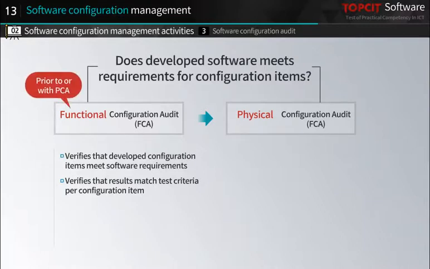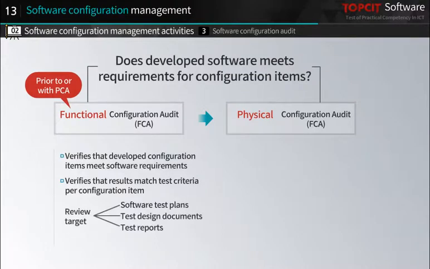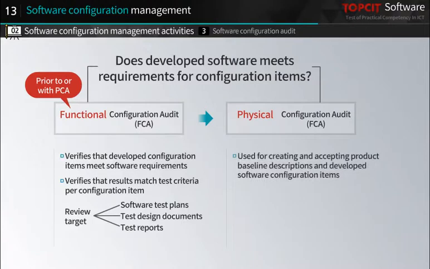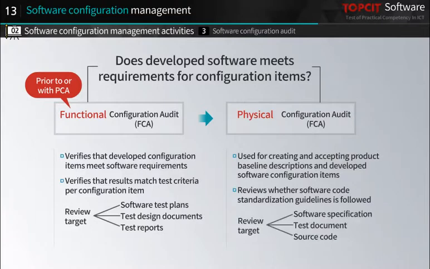It is performed prior to or with the following physical configuration audit, PCA. At this point, it will evaluate documents such as software test plans, test design documents, and test reports. Second, it is the physical configuration audit. It is used for creating and accepting product baseline descriptions and developed software configuration items. It also reviews whether the development teams follow software code standardization guidelines. At this time, it reviews software specification, test document, source code, and so on.